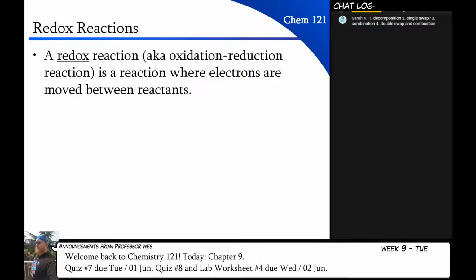So what is a redox reaction? A redox reaction is any reaction where not only do you move around elements to make new things, but you also have to shuffle around electrons. Now, we've sort of ignored electrons in these balanced reactions, right? All we've been doing is balancing the equation to make sure that the number of elements on each side is the same.